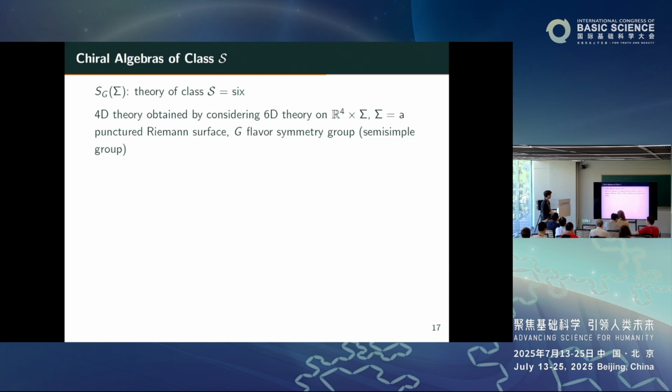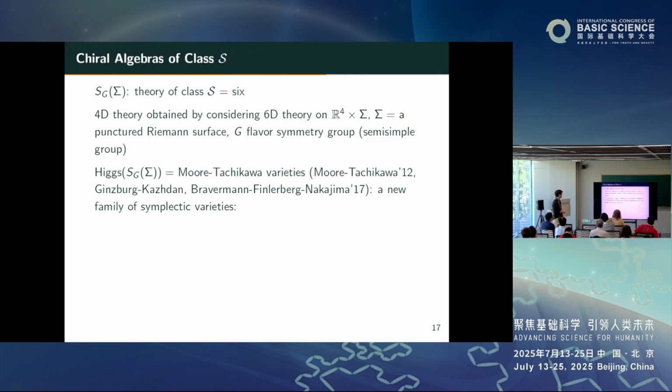And so, as I already mentioned, the Coulomb branch on R3 times S1 of this theory is known to be a moduli space of Higgs bundles on this punctured Riemann surface. And the Higgs branch is also very interesting. It's known to be Moore-Tachikawa varieties, which were introduced by Moore and Tachikawa up to a certain mathematical conjecture, which was proved by Ginzburg, Kazhdan, Braverman, Finkelberg, and Nakajima.